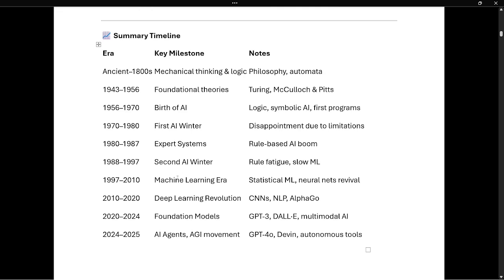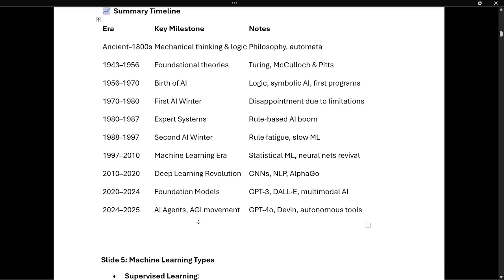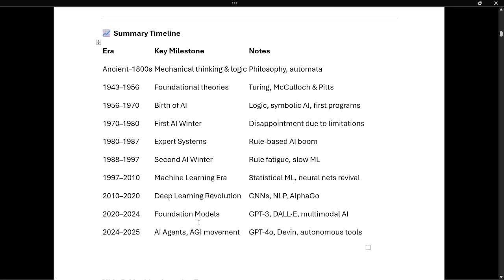Then the era of machine learning came from 1997 to 2010. Then from 2010 to 2020, deep learning came. Then foundational models like GPT came, LLMs, multi-modal. Then multi-modal and AI agents came from 2024 to 2025, like Devin, automation tools, and GPT-4o. So this is the AI history.